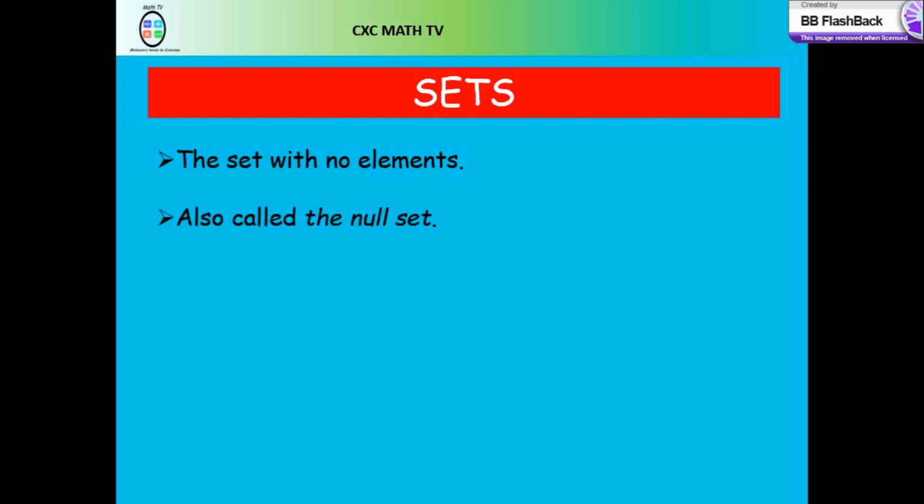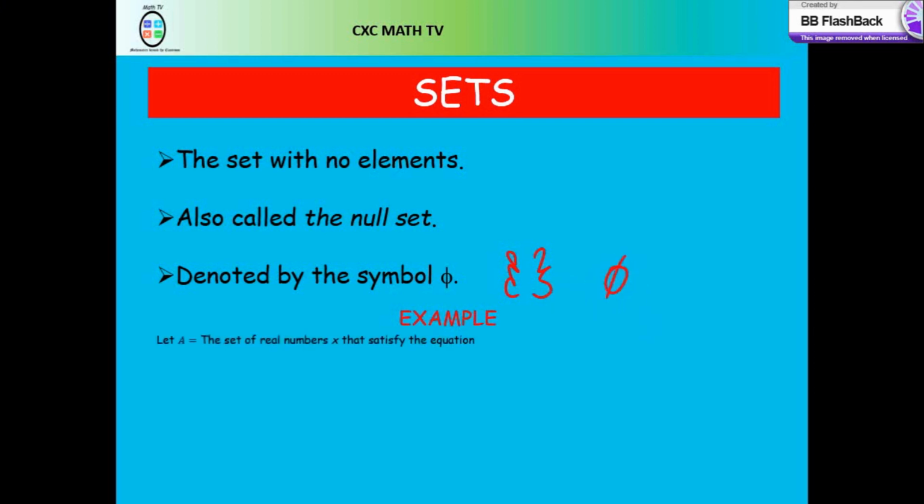Now, the next thing is the set with no elements. We call them what? Null set. There's two ways we write a null set. A null set is commonly denoted by the symbol phi, or sometimes you'll see it with brackets with nothing in it. The set notation bracket with nothing in it. So it's either the symbol phi or the set with nothing in it.